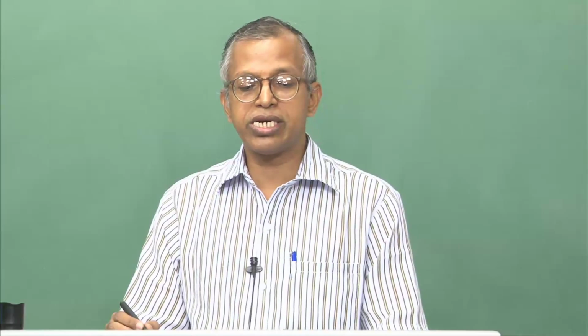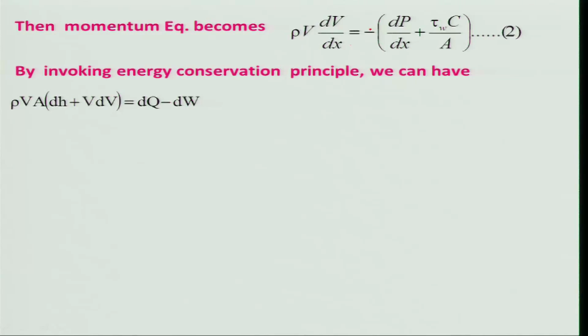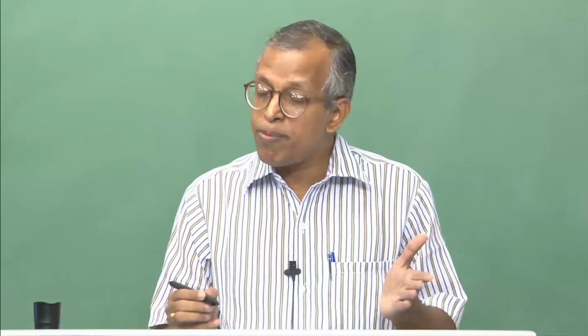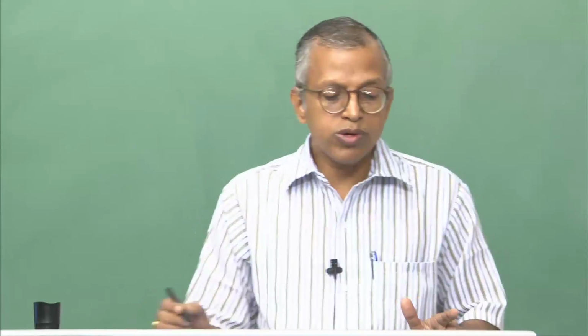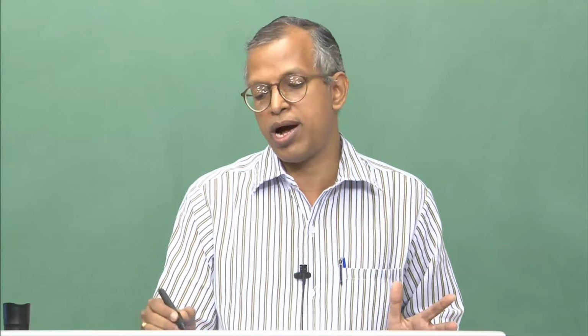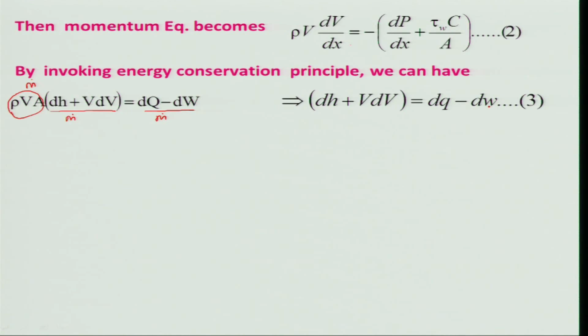And now, we will invoke the energy conservation principle, and in a similar way we can derive it. Rho V A (dh plus V dv) is equal to dq minus dw. What is this term here? This is your mass flow rate, which remains constant, although it is a diverging duct in this example, because it is a steady flow, am I right. So, I can divide both the left hand side and the right hand side by this, so that this will cancel out. What will I get then? I will get dh plus V dv is equal to dq minus dw. This basically is the heat interaction per unit mass, and this is the work interaction per unit mass, right.